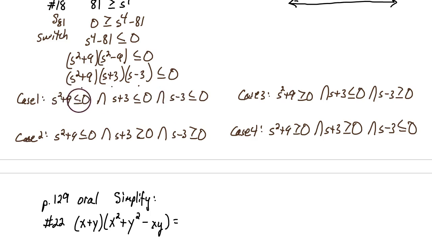This first piece is interesting. Let's think about what happens here. Remember that s squared can never be negative. If this can't be negative, then when you add 9 to it, you cannot get an answer less than or equal to 0.